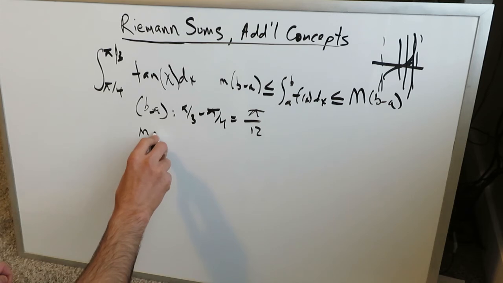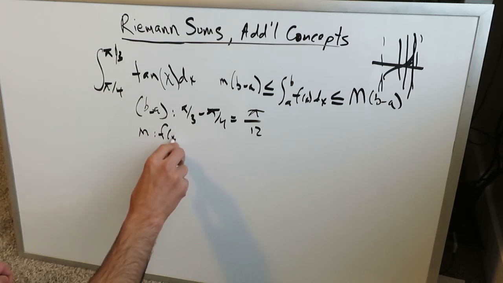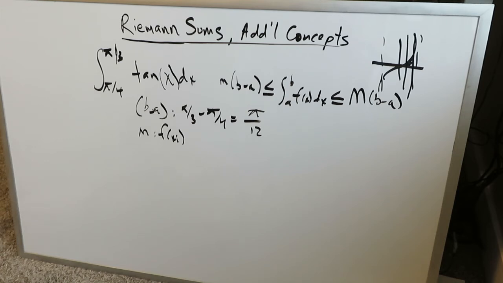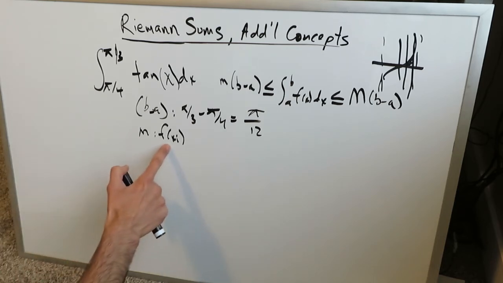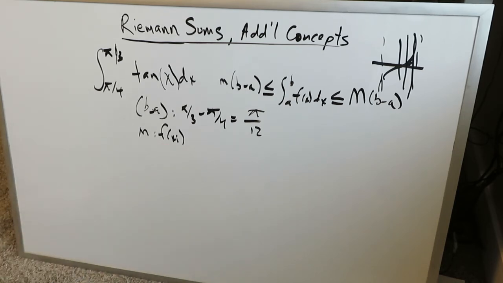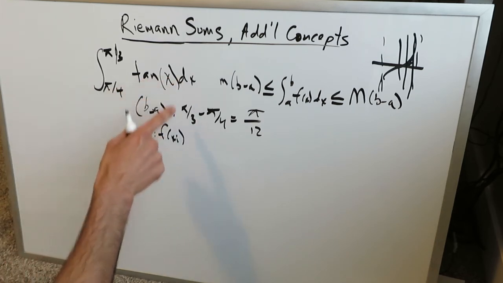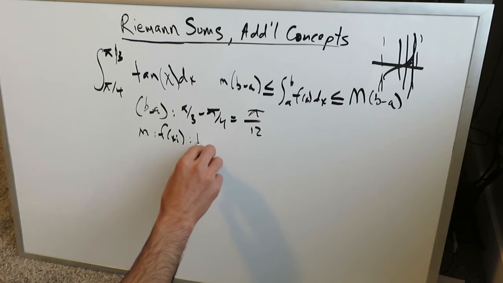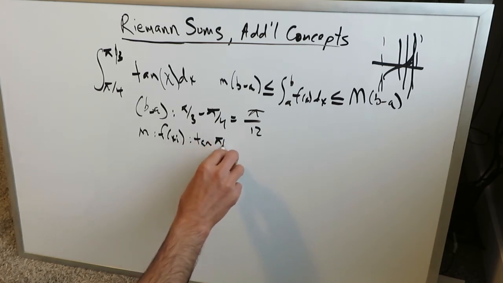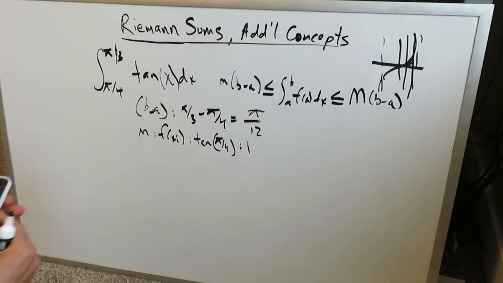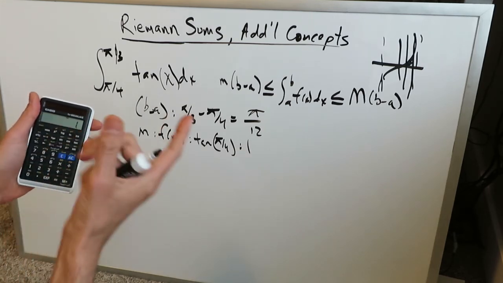How do you find the lowercase m? You always are looking at f of xi, because this represents your length. You're placing your sample point into your function to get your length. What's your sample point here? The lowest point is pi over 4. What's tan pi over 4, which is 45 degrees? I believe that's a 1. Let's bring our calculators to 45, tan it, and it's a 1.